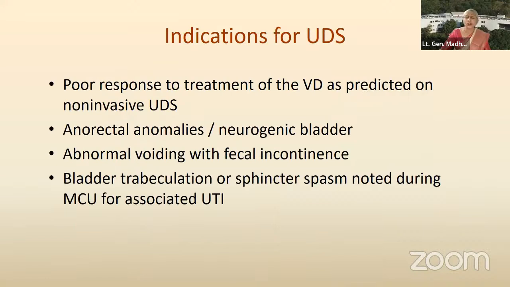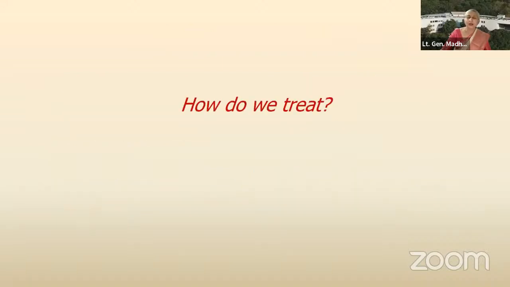So to summarize, the indications for urodynamics being invasive, we wouldn't do it unless there was a poor response to treatment of a voiding disorder as predicted with non-invasive urodynamics, anorectal anomalies, neurogenic bladder, abnormal voiding with fecal incontinence, trabeculation seen on the bladder, a Christmas tree bladder, or sphincter spasms noted during MCU with associated UTIs. A neurogenic bladder does require a urodynamic study, and so does any abnormality after a valve bladder operation for posterior urethral valves, especially if that child has deteriorated, and we need to address and handle the bladder before we go in for a transplant. We would definitely do a urodynamic study.